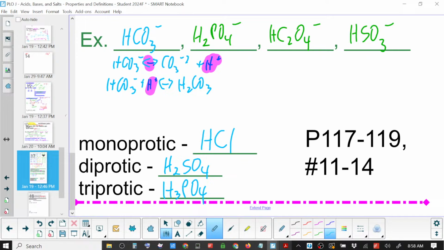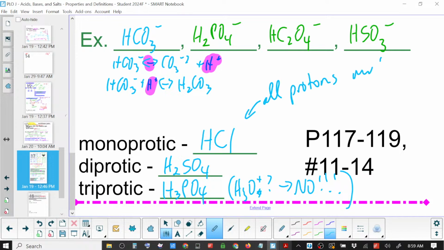For the triprotic, would H plus work? No, it's H3O plus. That's a really good question. Would it work? No. All protons must be available.